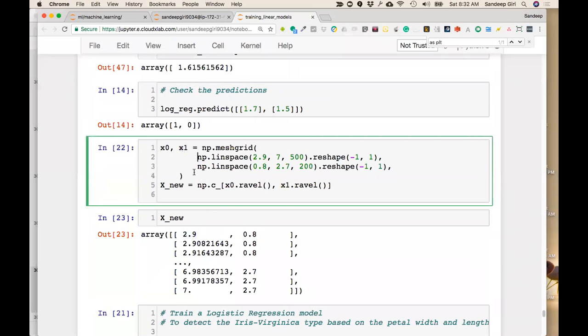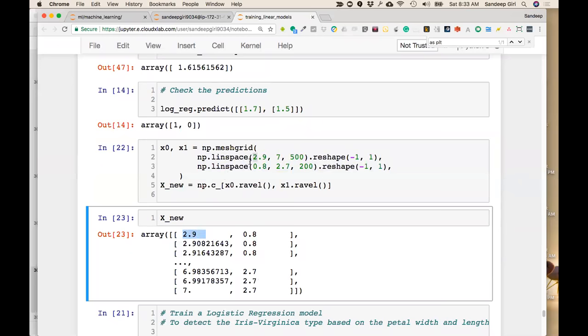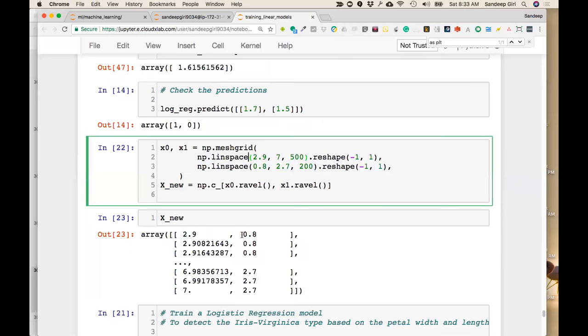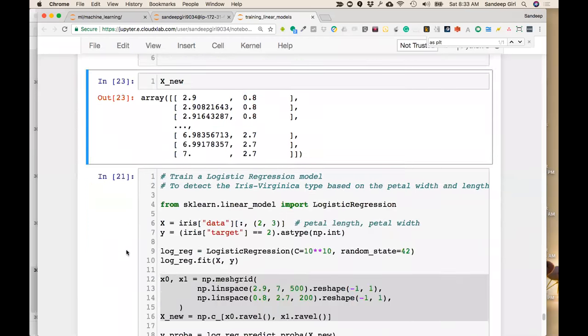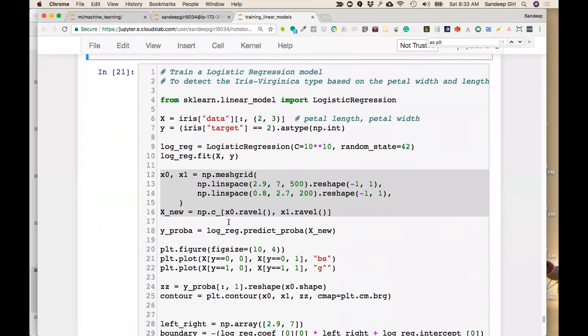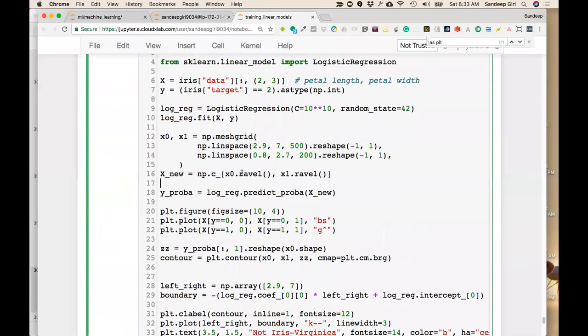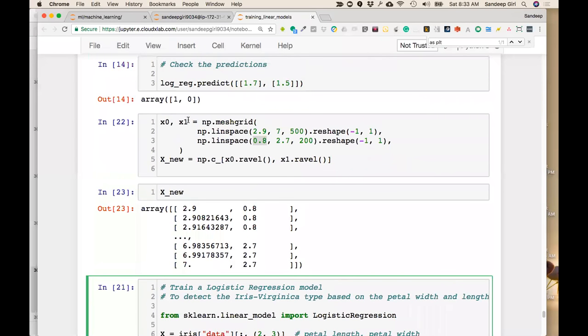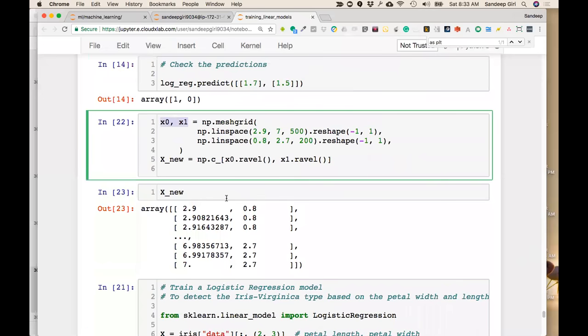So sorry, these two columns are being added to this one. This 2.9 is coming from the first linspace, and this 1.8 is coming from this. So basically, this is like appending columns. Then we are converting this, giving it to x0, x1, and then, okay.